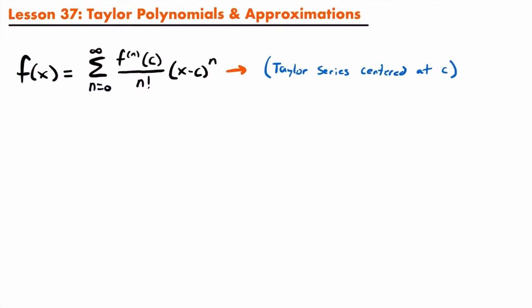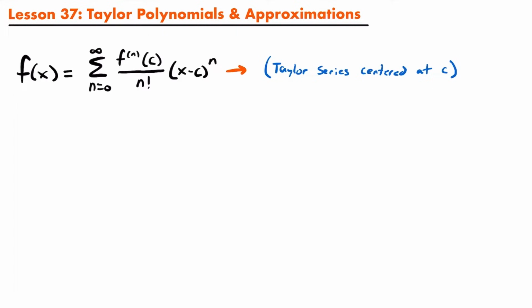Alright, so Taylor polynomials are part of a Taylor series, and we can use them to approximate values for a function. Remember that this is the form of a Taylor series centered at c, and that Taylor series represents a function f of x. So we have f of x is equal to the sum from n equals 0 to infinity of the nth derivative evaluated at c divided by n factorial times the quantity x minus c to the power of n.